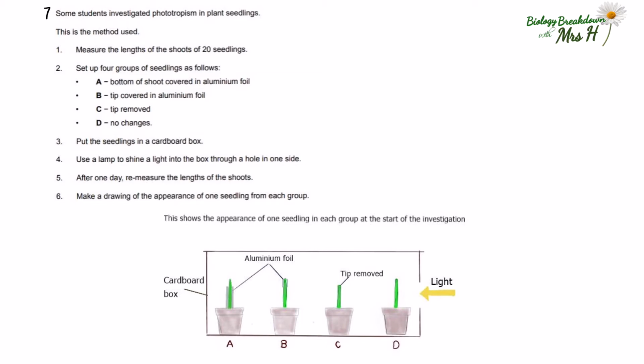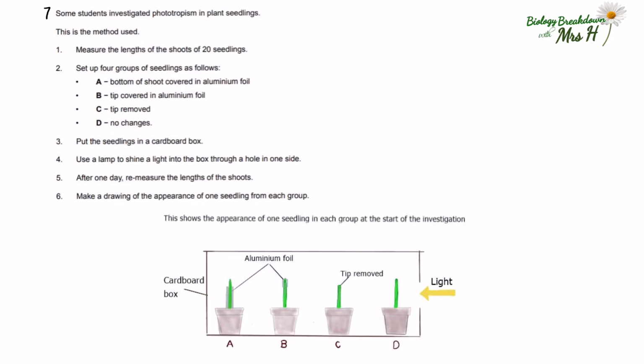A, bottom of shoots covered in aluminium foil. B, the tip is covered in aluminium foil. C, the tip is removed. And D, there is no change made whatsoever to the shoot. Put the seedlings in a cardboard box. Use a lamp to shine a light into the box through the hole on one side.